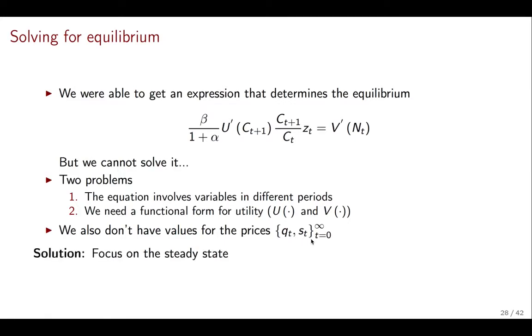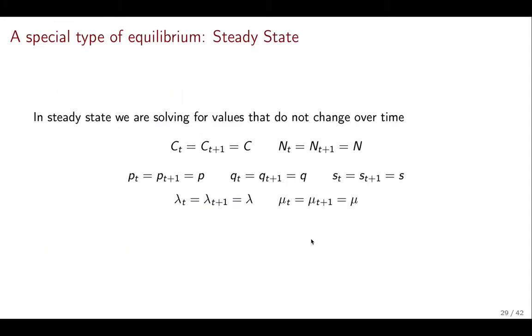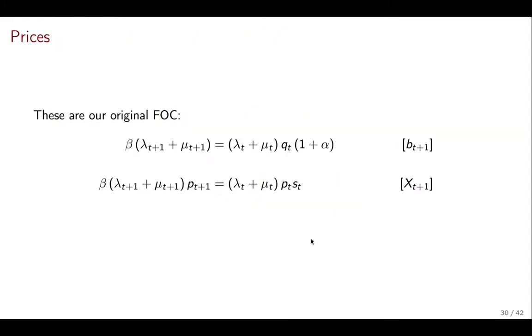Now, what we can do is we can focus on the steady state solution of the model. And in these last couple of slides, that's what we're going to do. So the steady state is a special type of equilibrium where variables do not change across periods. So consumption has the same value for all periods, labor has the same value for all periods, and so on. This actually simplifies things quite a bit. Take, for example, the two first order conditions for nominal and real bonds. These are exactly the same first order conditions we had before.